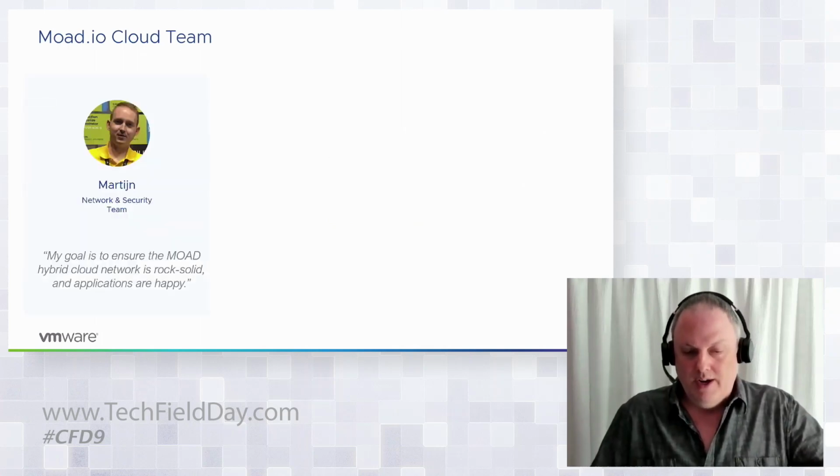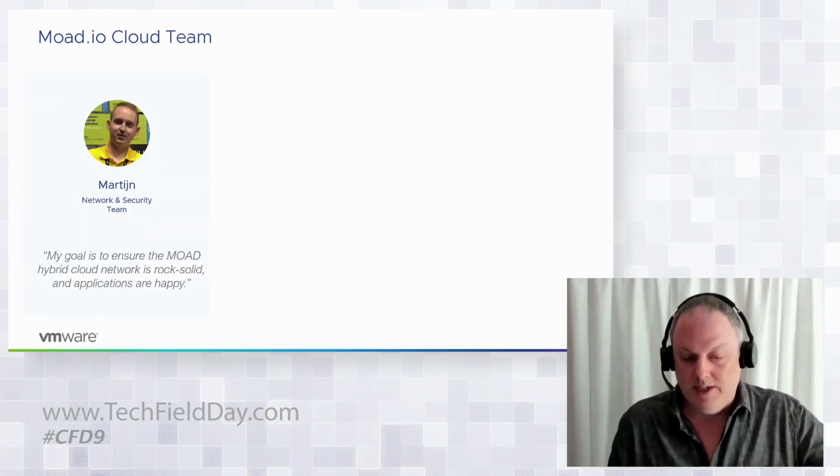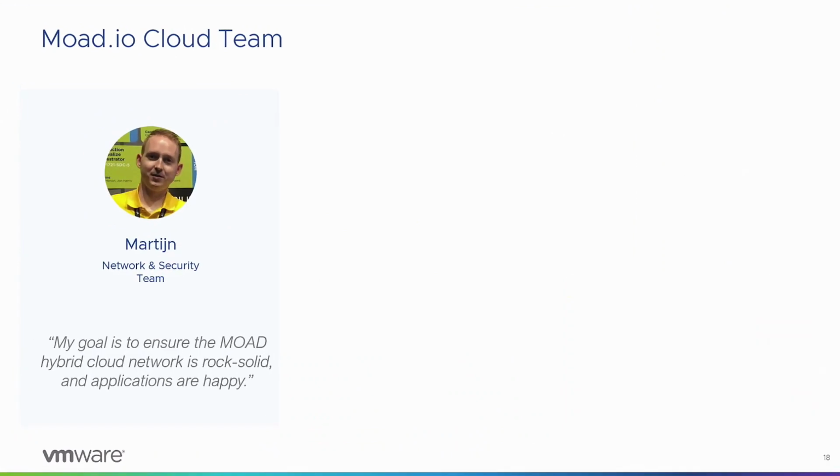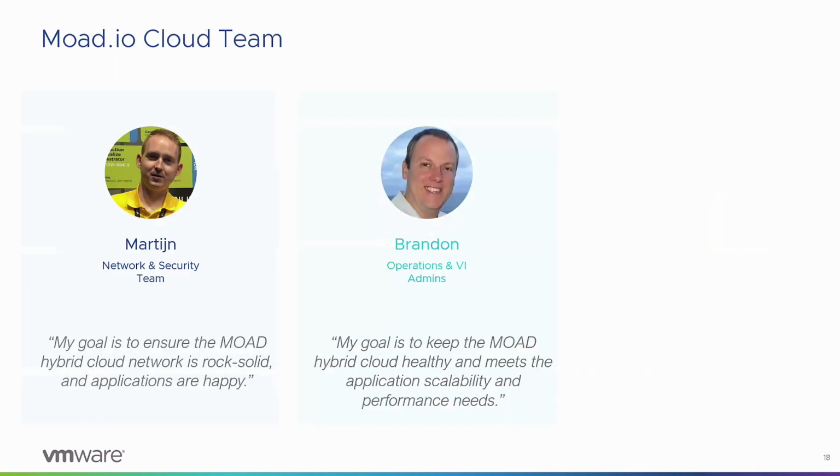So with that, let me talk a little bit about who we are as a team. So the first one here is Martijn. He will be speaking in a few minutes. Martijn represents our network and security team. So his goal is to make sure that we have the best network that we can. And of course, it's secure.